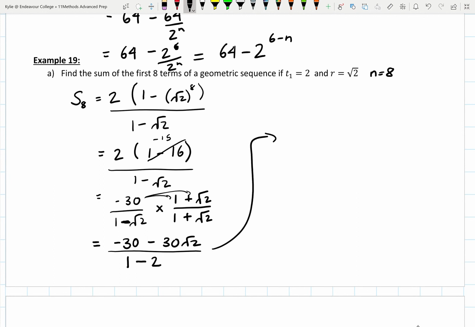So then that becomes negative 30 minus 30 root 2 on negative 1, which is 30 plus 30 root 2. And you could just leave it at that. That's fine.